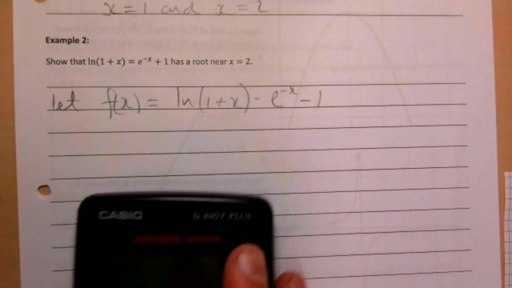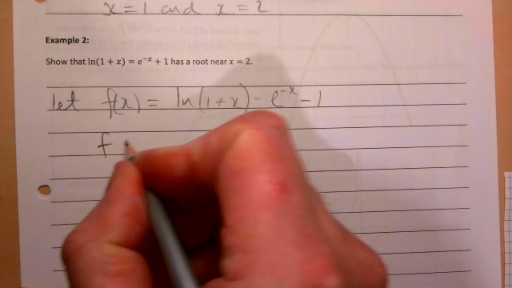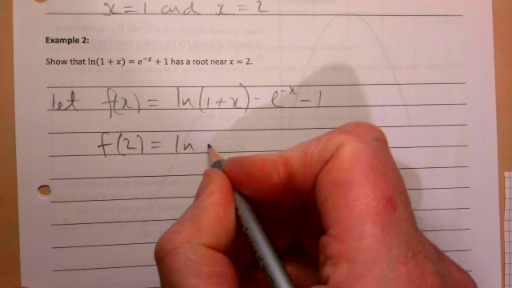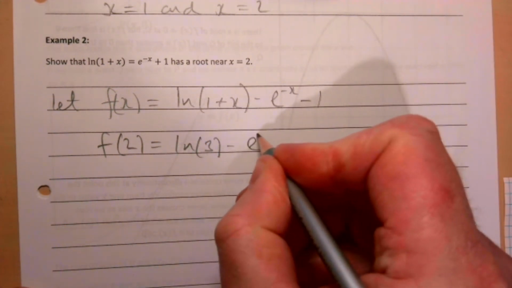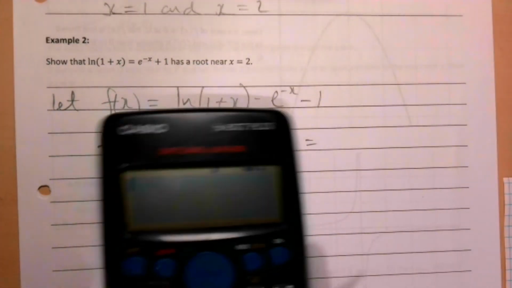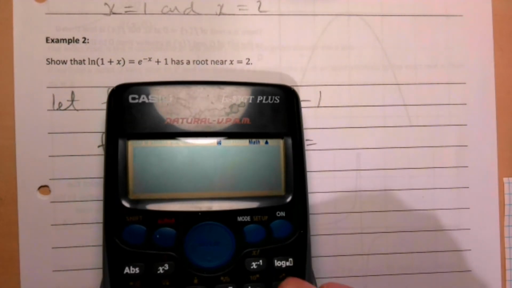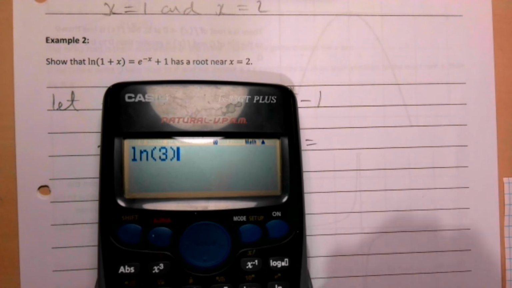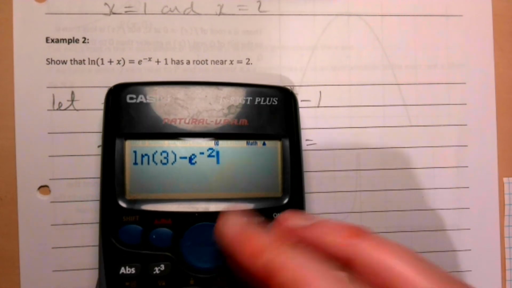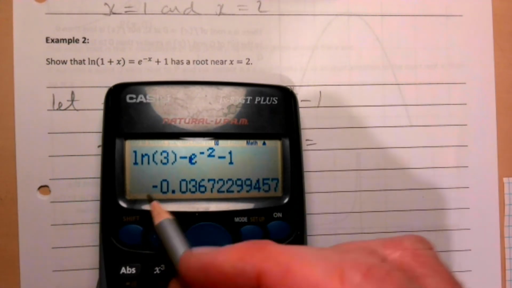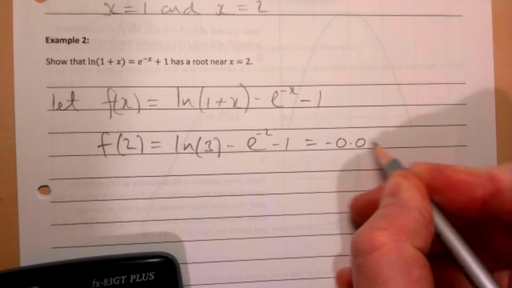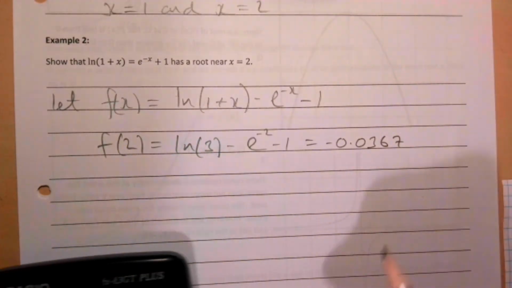So obviously we're going to try 2. f of 2 is going to be ln(1 plus 2), which is ln 3, minus e to the minus 2 minus 1. So hopefully you can see this in the calculator. My light's not great unfortunately. So it's ln 3 take away e to the minus 2 minus 1, and we get minus 0.0367. So that bodes well, it's quite close to 0.